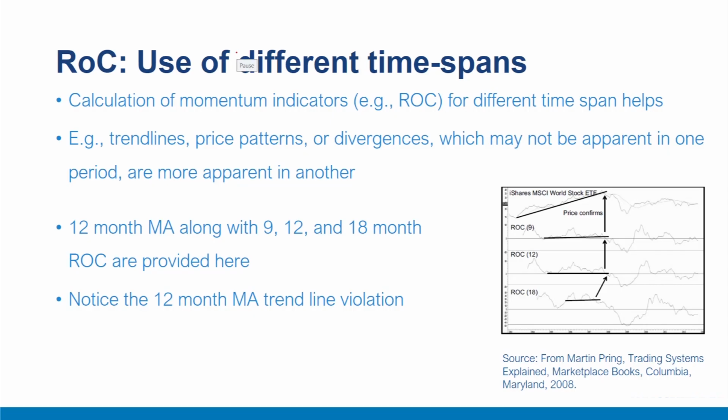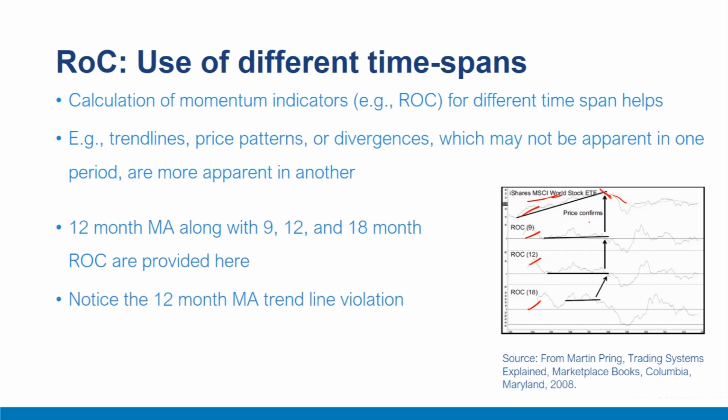Consider the example of an ETF price and 12-month MA as shown here. The MA is smoother, and the fluctuating one is the price. They are plotted with three different period ROCs, that is 9-month, 12-month and 18-month. The ROC is provided here. Price and 12-month MA are plotted together. Note that the price trend line is violated here.